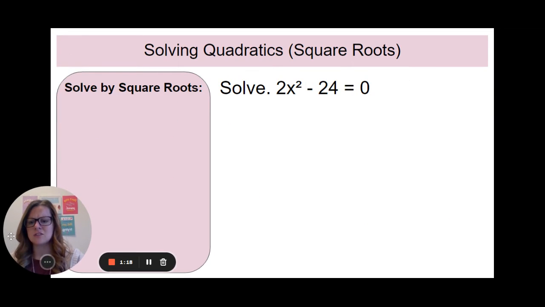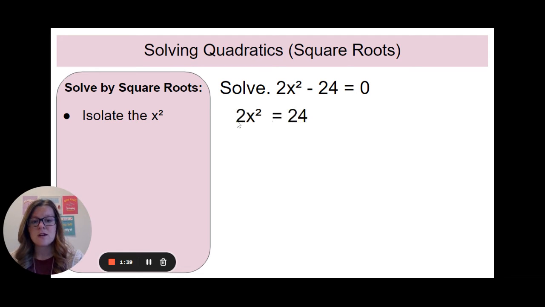Okay, so let's talk about how to solve this. So first step is I need to identify if I can use this method. I'm like, oh, look, I have the x squared term. I don't have that middle x term, and I just have a number. Cool, I can go ahead and use this method. Step one is to isolate x squared. Just get it by itself. So I noticed that this minus 24 is on the same side. Add it to both sides and move it over. This 2 is in front. I want to get x squared completely by itself, so I'm going to divide each side by 2, and I get x squared is equal to 12.